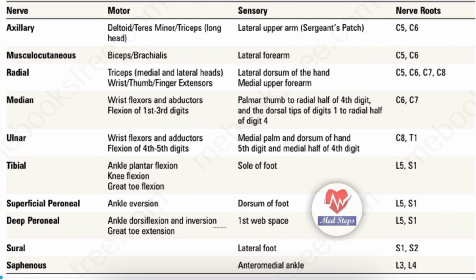Next, after the roots we are looking at the trunks. We have 3 trunks, formed as the roots emerge from the neck: the upper trunk, middle trunk and lower trunk. Then each trunk splits into 2 divisions: the anterior division supplies the flexor muscles and the posterior division supplies the extensor muscles.